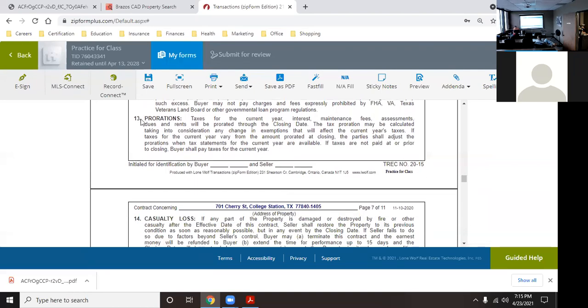Here, paragraph 13 is about prorations for the taxes. Like we said before, if you owe half the taxes, you will pay for half the taxes from the previous year, assuming that is correct. If it is incorrect and it is a lot more than that, you can work it out. That's not usually how that works.